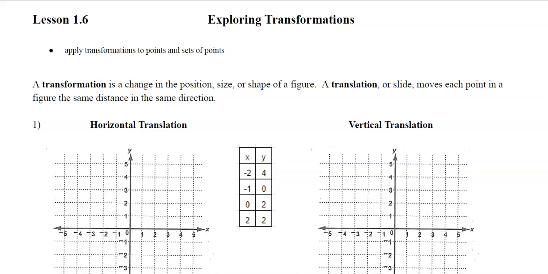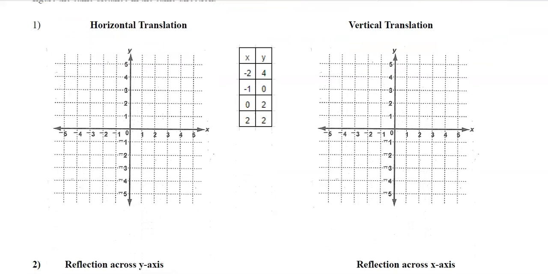We need to be able to apply transformations to points and sets of points. So a little definition right here in the beginning is just that a transformation is a change in either the position, the size, or the shape. A translation, which is basically just a slide, moves each point the same distance in the same direction. So I just want to look at a couple scenarios here. And the big idea is trying to see how it relates to the actual table. So we're going to look at the picture, we're going to look at the table and try to make the two kind of jive with each other.